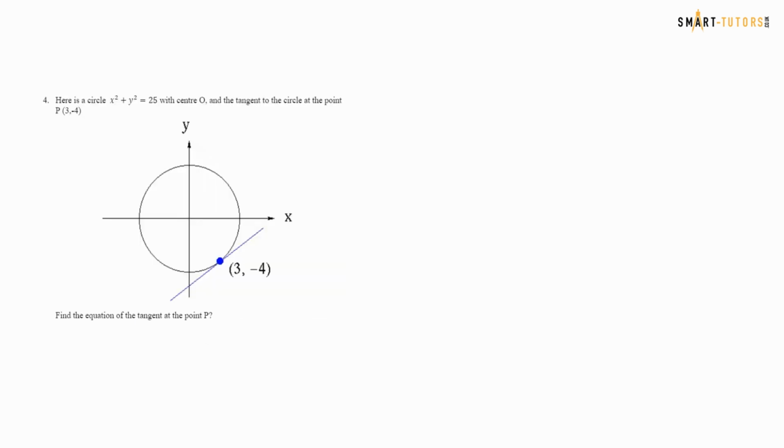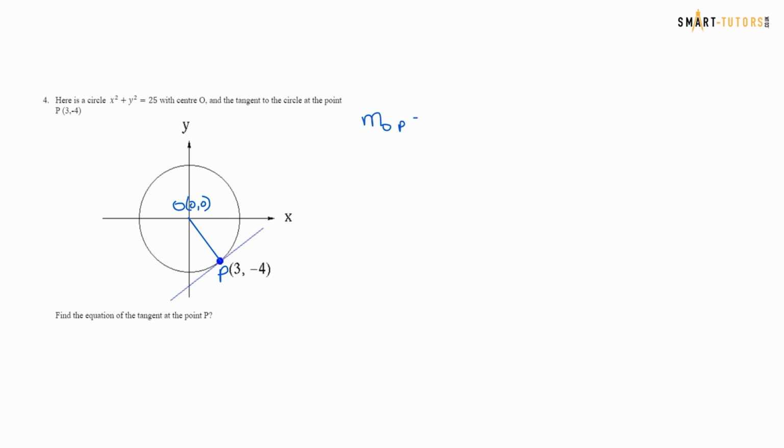So question number 4. Here is a circle x squared plus y squared equal 25 with the center 0. The tangent to the circle is at the point 3, minus 4. Find the equation of the tangent. So all we want to do is use the same method. Connect the radius, the center and the point. We call this P, right? And this is O. We know this is the center point, 0, 0. So the method to do this question is the same.